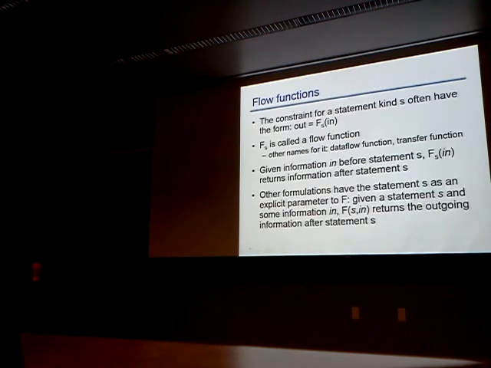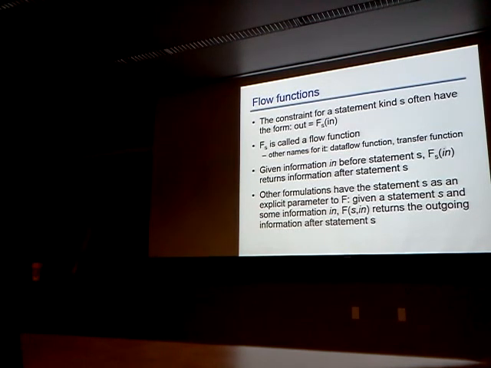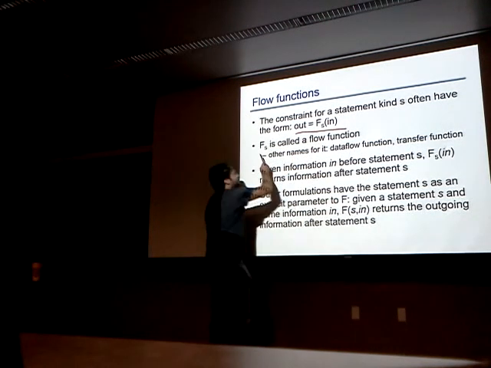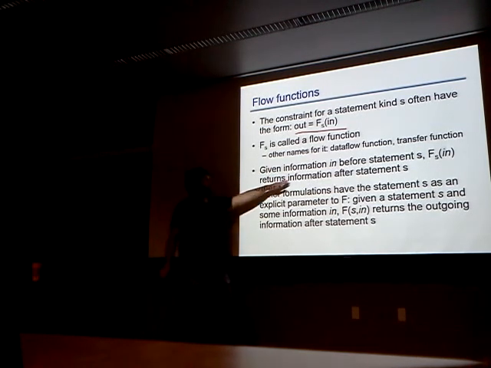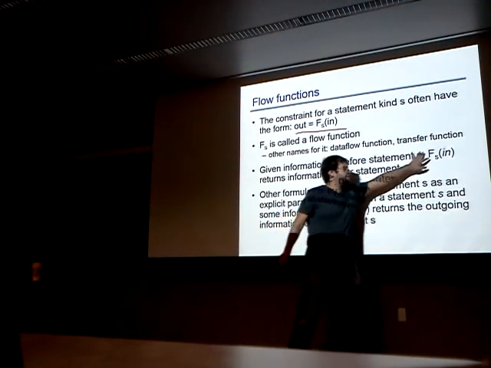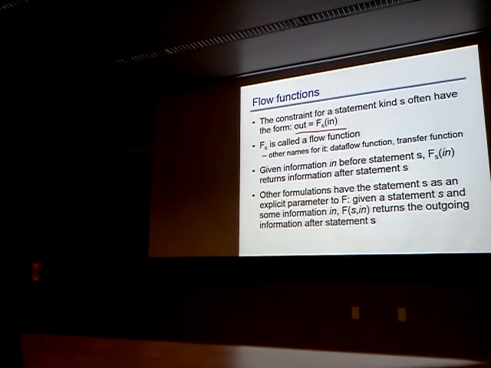So now, these things that we've just written on these slides are actually called flow functions. All the constraints that we've written so far are basically of this form: out equals f of in, and the f depends on the statement. These are also called data flow functions, or transfer functions, in the literature. What this function computes is the information after the statement, given the information before the statement. These are forward flow functions. They go in the forward direction.